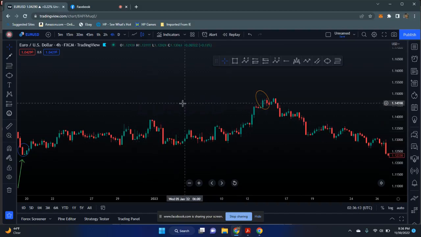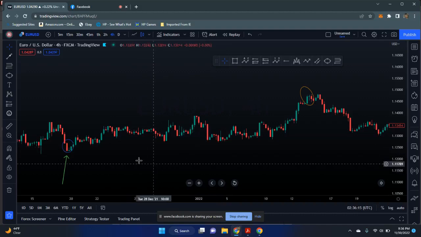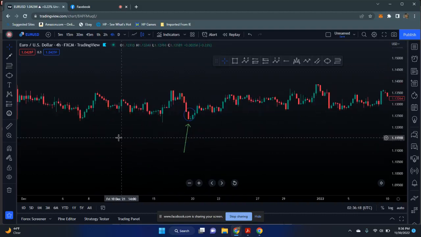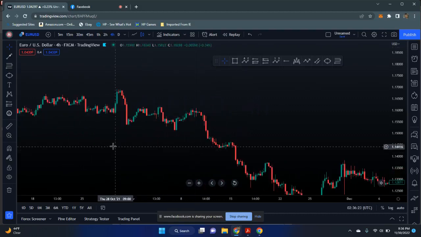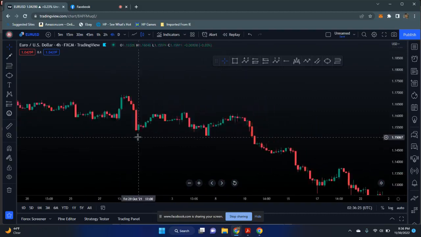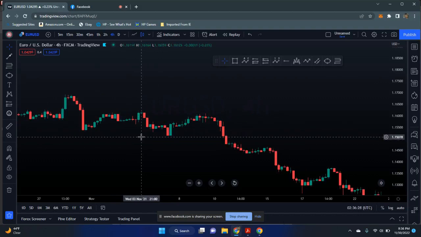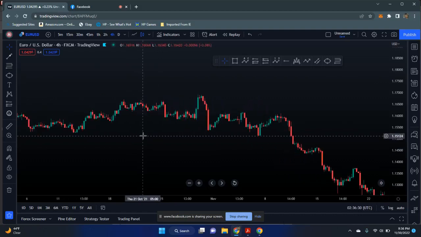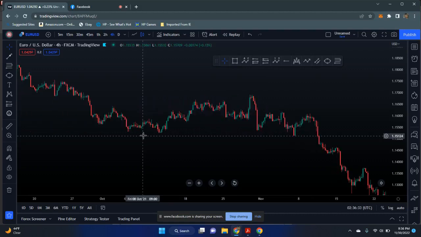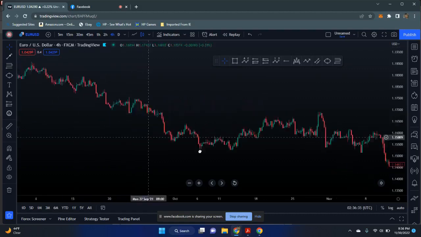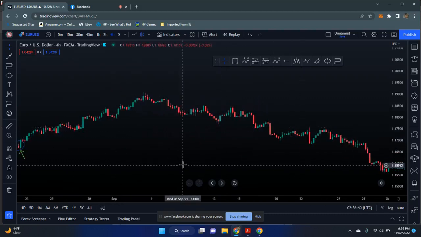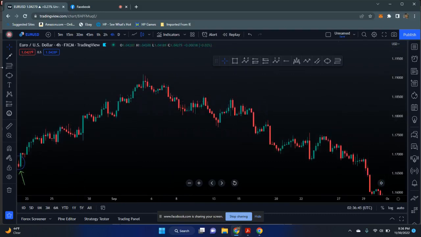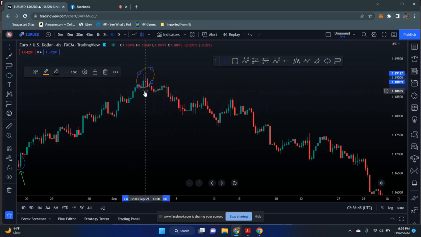Let's see if we can find some. I wouldn't really call this one. I want to try to find something that's along with our support and resistance. There's one. This actually is another textbook example of one. And guys, don't be scared.